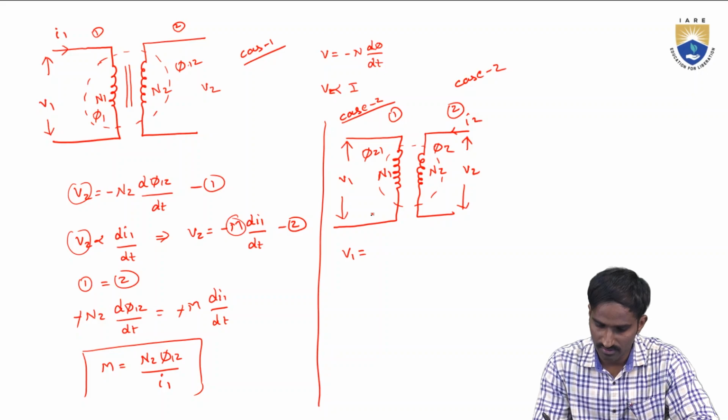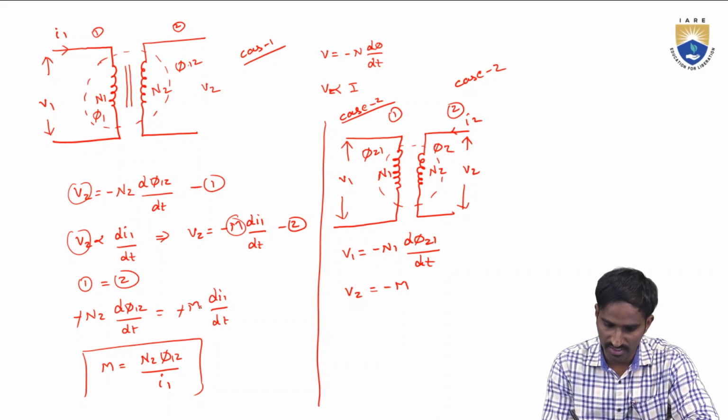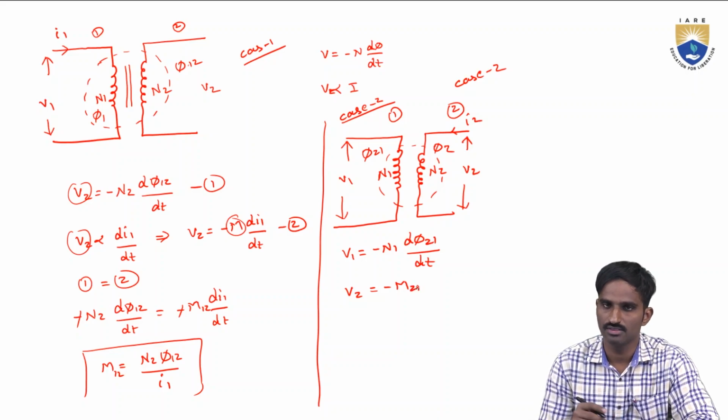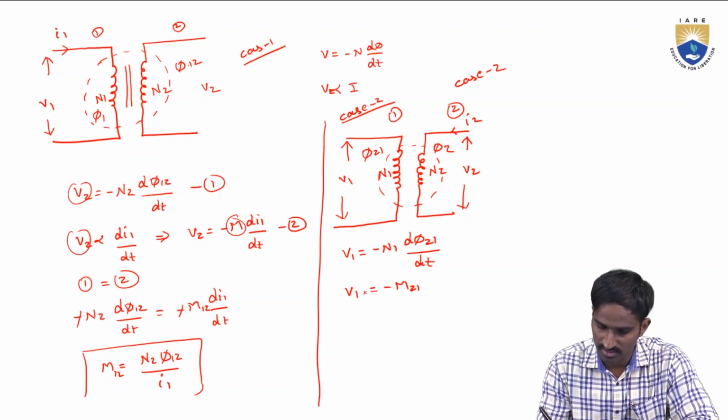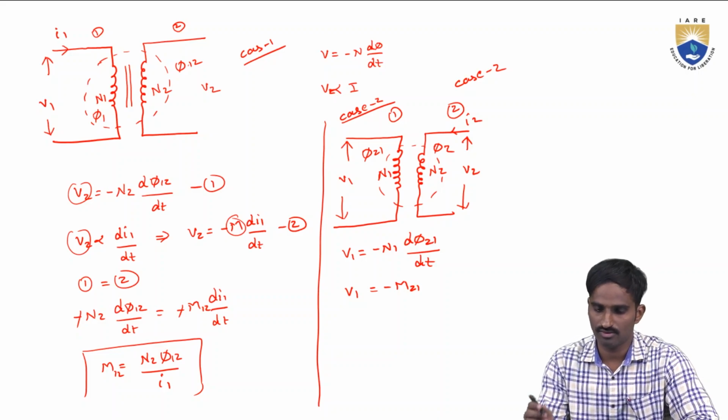So V1 is equal to minus N1 into d phi 21 by dt, and similarly V2 we can also write as minus M into, or if you don't want to get confused, you can make it M12. So this is M12, then here you can make it M21, because here it is V1. How are we getting the V1? Because of the change in current in coil 2.